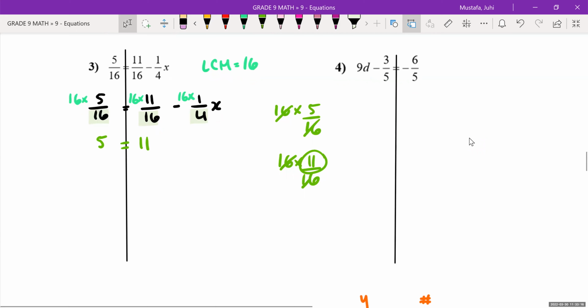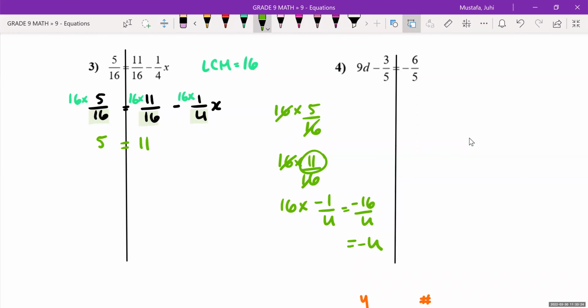And then for the next one, we have 16 times negative 1 over 4. You could cross reduce this, or you could just multiply out. In either case, what did you guys get for 16 times negative 1 over 4? Negative 4x. Good.